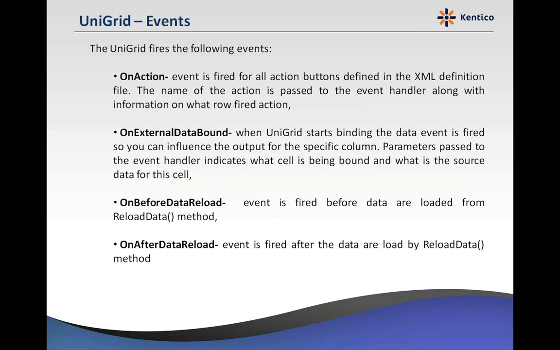The last slide is about the events. I've shown you the on-external data bound usage. External data bound is raised when UniGrid starts binding the data. So using the on-external data bound, you can incorporate your custom logic and that way influence the output returned for the specific column, as you've seen. The on-action event has a similar purpose. This event is fired whenever the image button is clicked in the UniGrid.